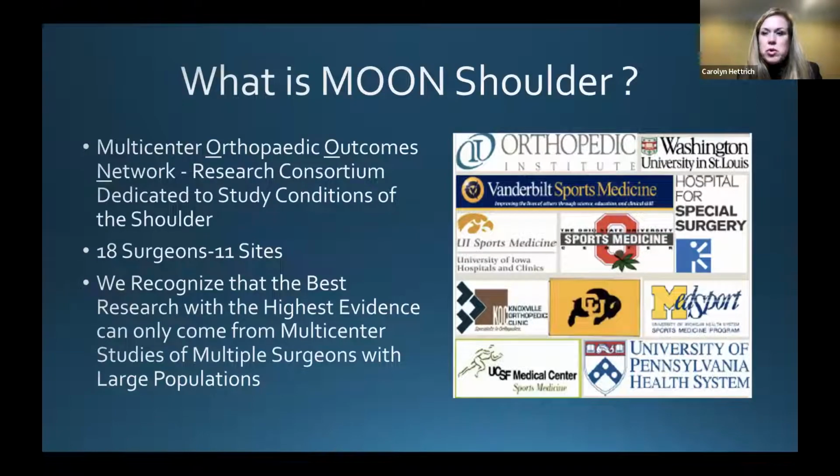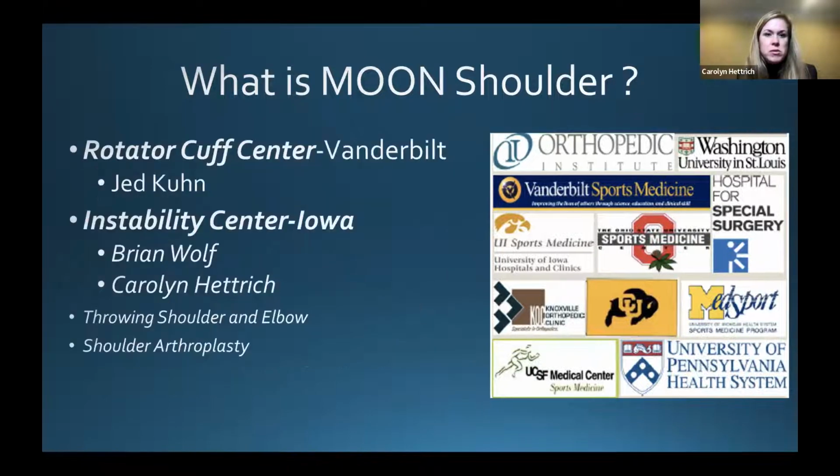So what is Moon Shoulder? Moon Shoulder is the Multi-Center Orthopedic Outcomes Network, and it's a research consortium dedicated to conditions of the shoulder. We have 18 surgeons at 11 sites. We do this because we recognize that the best research comes from a high level of evidence and from multiple surgeons with large populations. You really need those patient numbers to be able to look at a large number of variables from your statistics and to make a lot of conclusions.